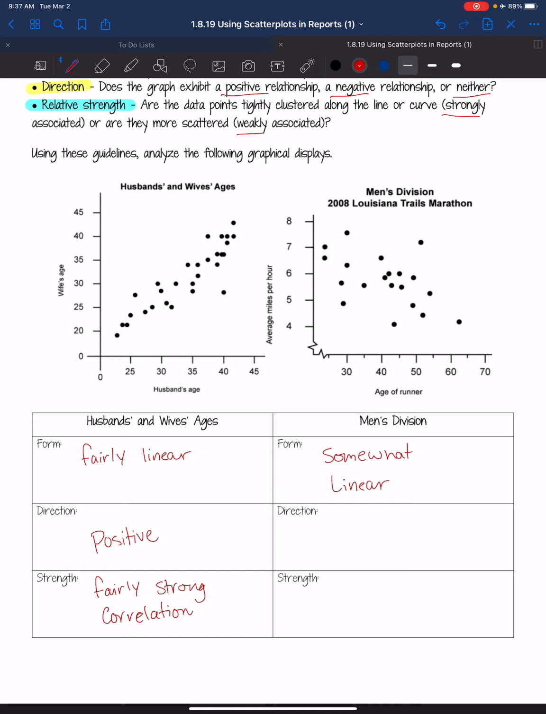Okay, direction. Is it a positive trend, negative trend, or neither? So like we said, as their age goes up, their average miles per hour go down. So you see this negative trend in the graph. So this one is going to be negative.